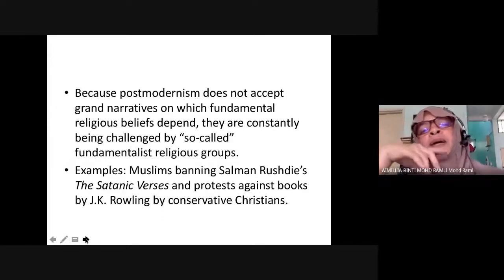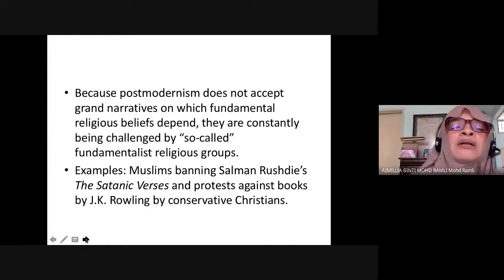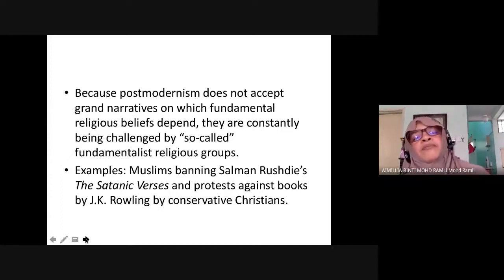But because postmodernism does not accept grand narratives on which fundamental religious beliefs depend, they are constantly being challenged by so-called fundamentalist religious groups. Okay, so here it says that they are constantly being challenged by so-called fundamentalist religious groups because there is no grand narrative. Muslims, for example, ban Salman Rushdie. In many Muslim countries, Salman Rushdie's The Satanic Verses is banned. The novel itself is banned. And then protests against books by J.K.